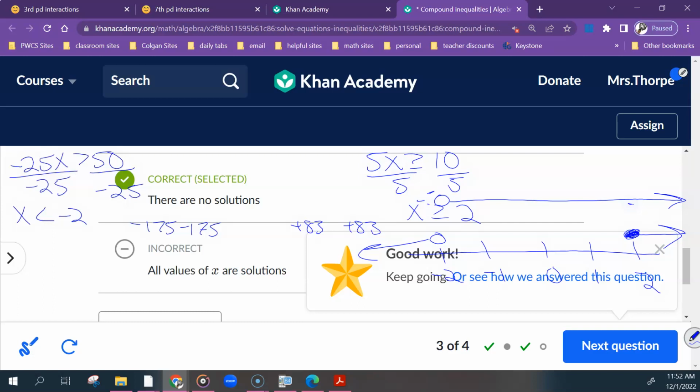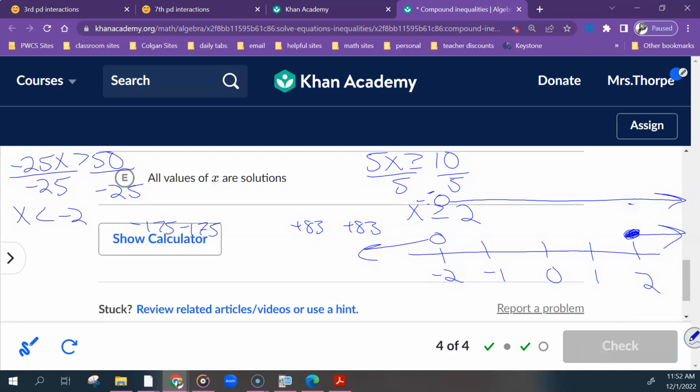Questions on this one? On the Khan Academy, the and is pretty straightforward. It's where they overlap. It's the or that's a little complex. You see that I was doing this earlier and I got one wrong.